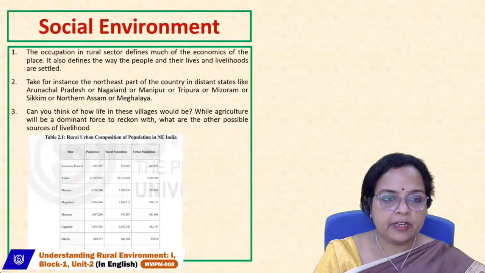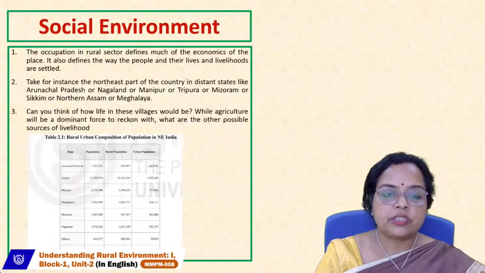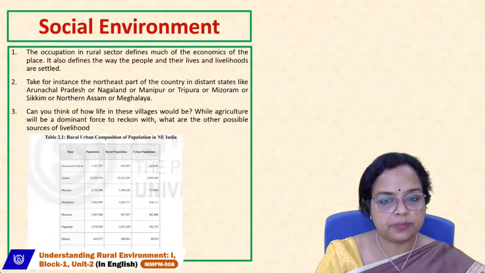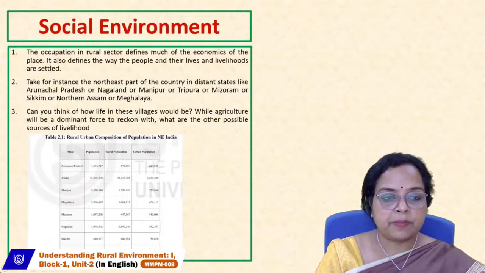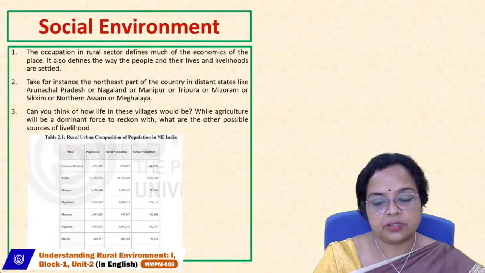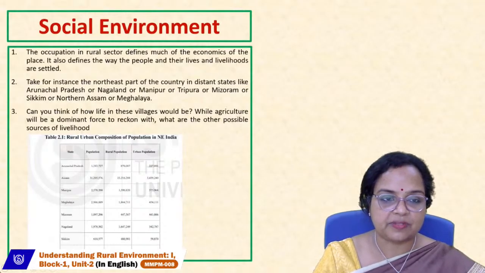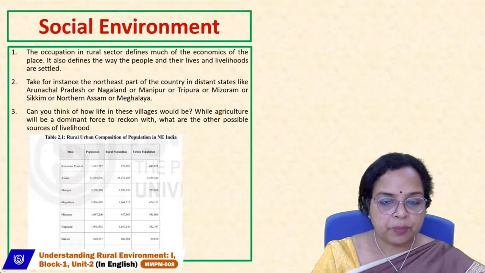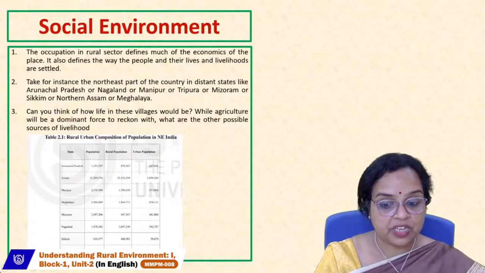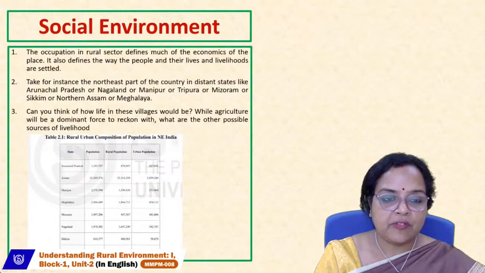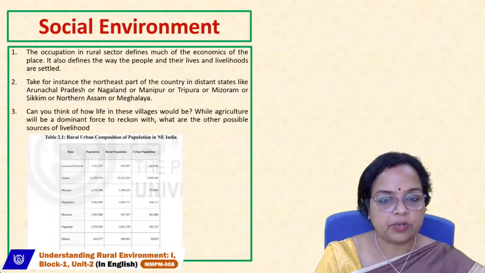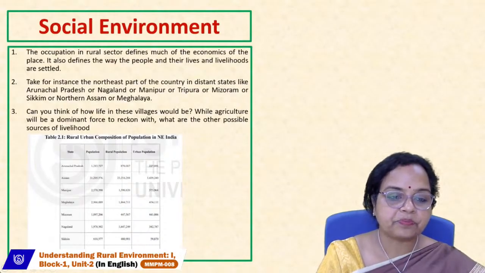Social environment is again linked to the occupation in the rural sector that we discussed. Take for instance the northeast part of the country, in states like Arunachal Pradesh, Nagaland, Manipur, Tripura, Sikkim, Assam and Meghalaya. They are quite different from each other due to their different types of economic activities. They are not exactly the same as each other. They are majorly forming their social environment as per their economic activities. Can you think of how life in these villages could be? While agriculture will be the dominant force to reckon with, what are the other possible sources of livelihood?